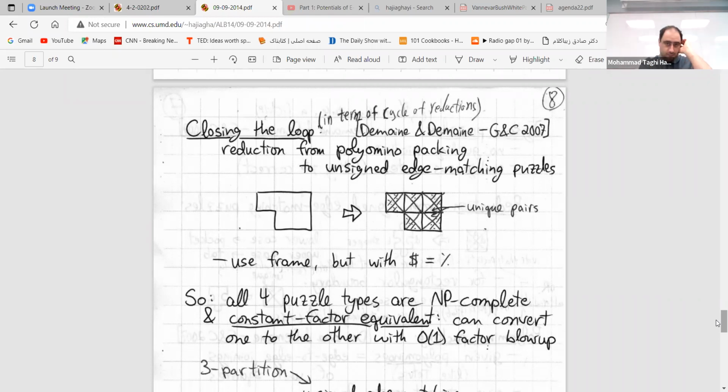Now let's close the loop. We had this loop that went from this problem to another problem, to another problem. Now let's give one more reduction.